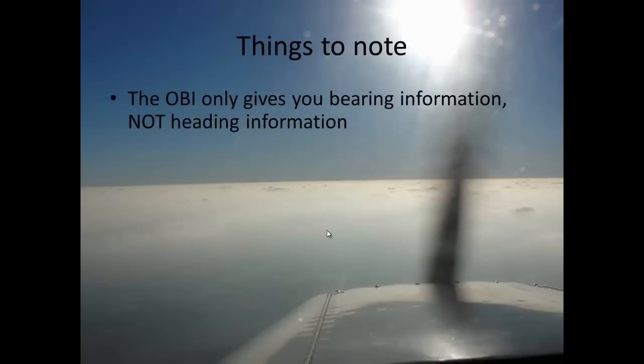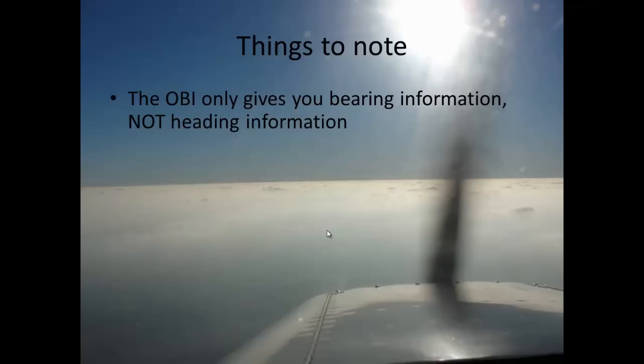A couple of things to note here. 3 things actually. One of them I think I've already mentioned. The first one is that the OBI will only give you bearing information. It doesn't give you heading information. The VOR is a fixed object on the ground, and as we've mentioned, it's aligned with magnetic north. So depending on whether you're flying to it or from it, your aircraft will only tell you where the VOR is relative to the aircraft. It gives you no heading information whatsoever. Really important to note that.